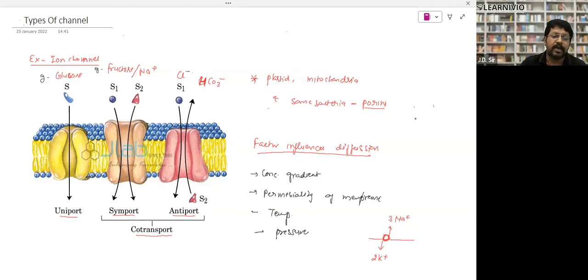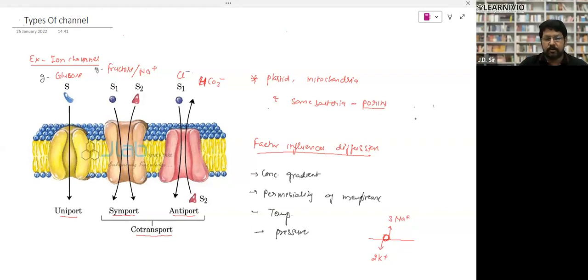Then antiport. In antiport, the two substances are transported simultaneously but in opposite directions, like chloride and bicarbonate ions. This is called the chloride pump. We will study this antiport when I teach you the human respiration part in physiology. So types of channel can be of two types: uniport and co-transport. Co-transport can be of two types: symport and antiport. Is that clear?